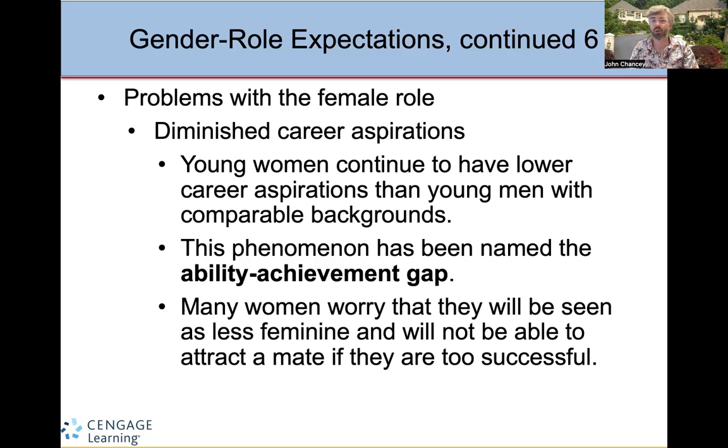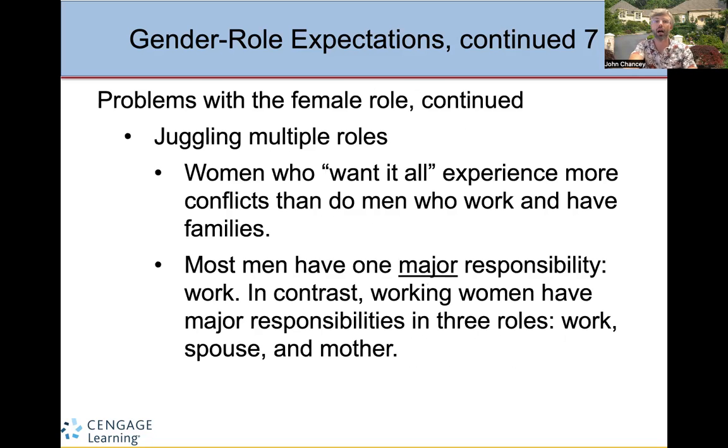So you're also likely to see many women worrying that they'll be seen as less feminine if they are more successful, and it makes it more difficult, for example, to attract a mate. Another interesting problem for adopting, or being part of, that female role is juggling multiple social roles. Having a career and being a mother, wanting it all.